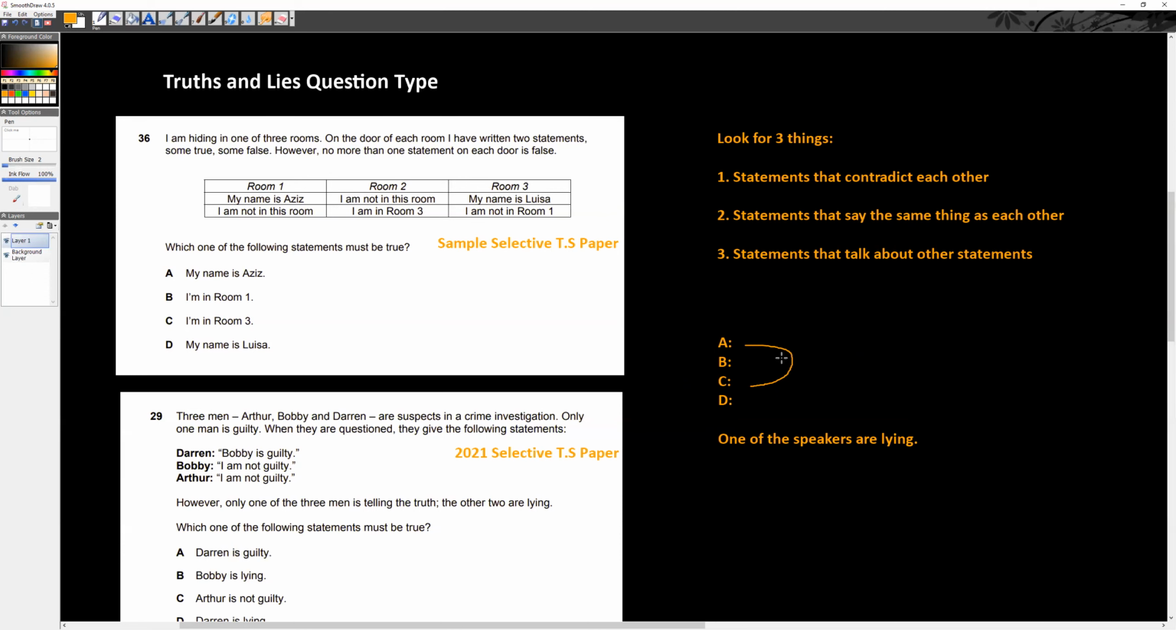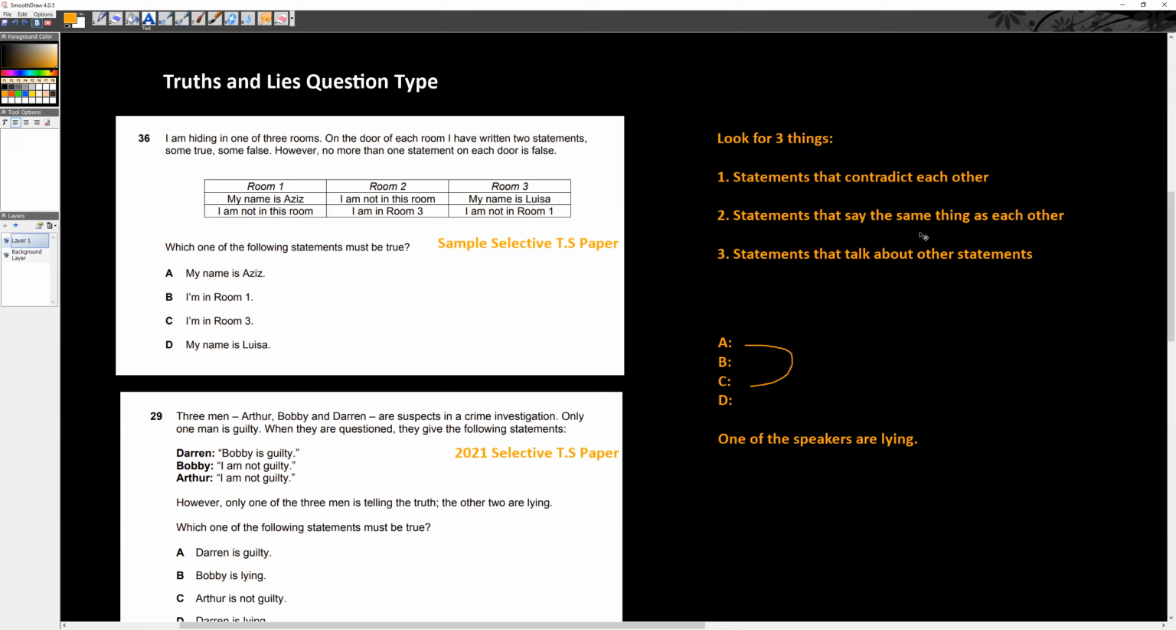Now, if A and C must both be true or both be false, and we know that there's only one liar, that means A and C can't both be liars, meaning the only alternative is that A and C are both telling the truth. And bam, again, without really diving into the working out, without using any guess and check, just by using our strategy, we can figure out that A and C must both be telling the truth, meaning the liar must be between B and D. And that's the power of looking for statements that say the same thing.